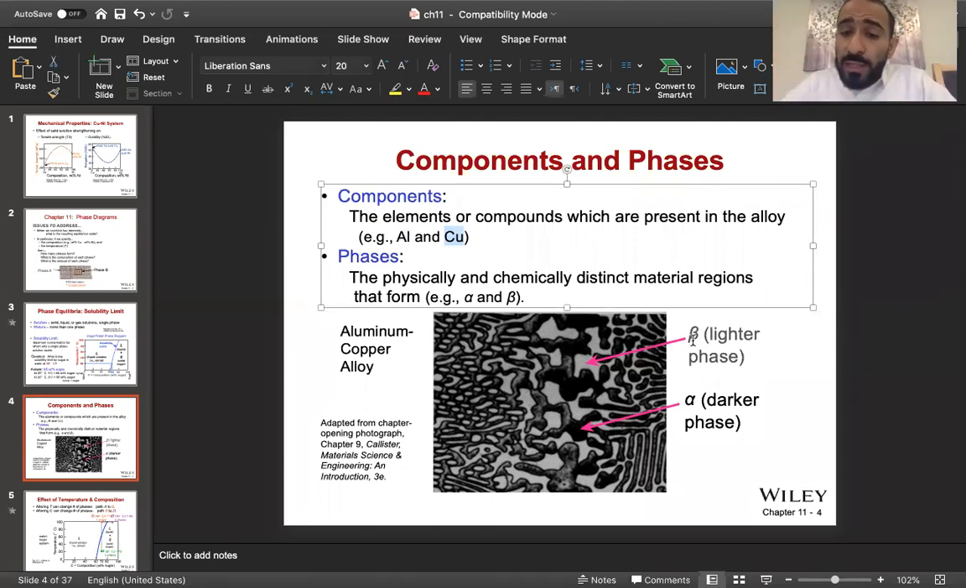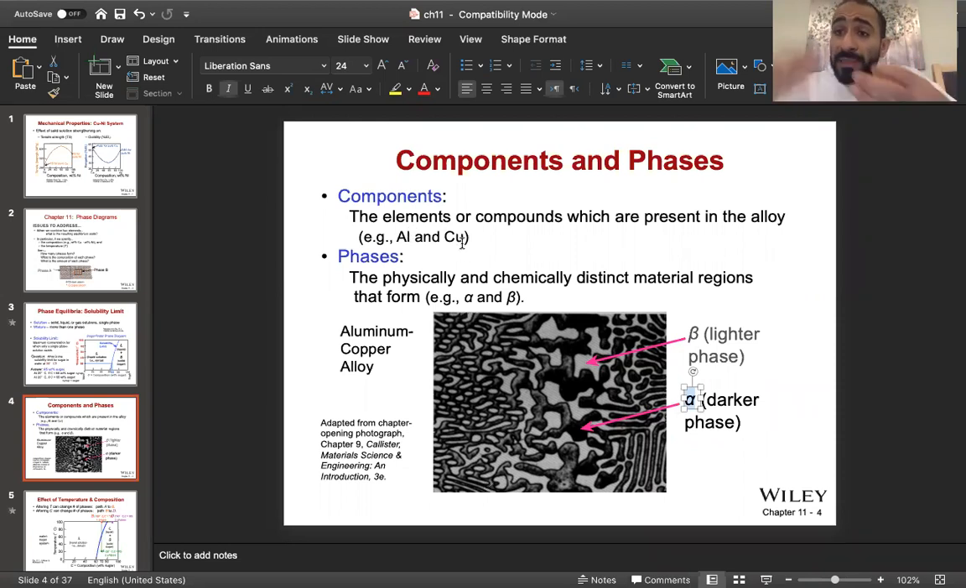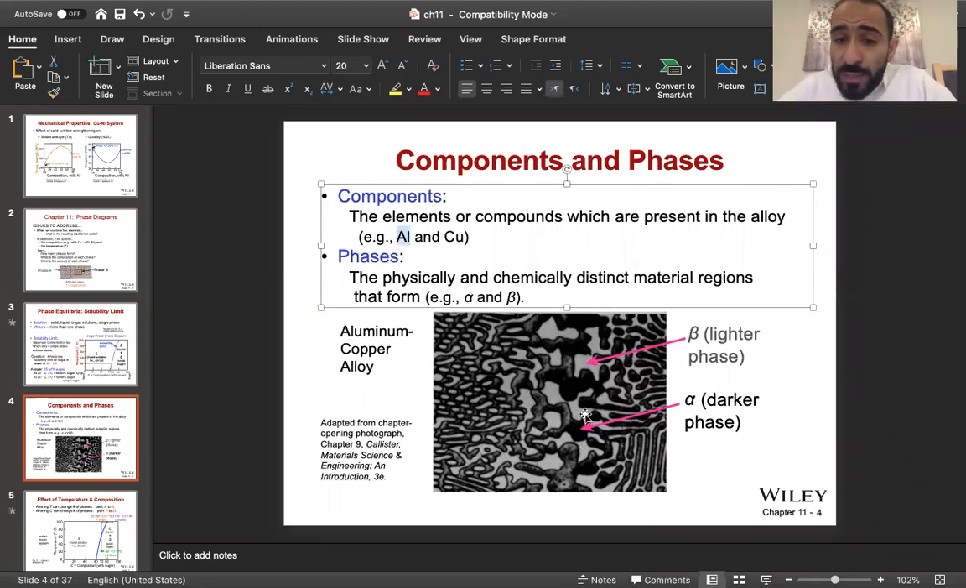And those solid phases we call beta and alpha. One of them is rich in aluminum, and one of them is rich in copper. And one of them is rich in copper, but still can accommodate aluminum. And one of them is rich in aluminum, but still can accommodate copper. So you have two different phases, as you can see here. One is lighter, one is darker, right? The two solid phases, right?